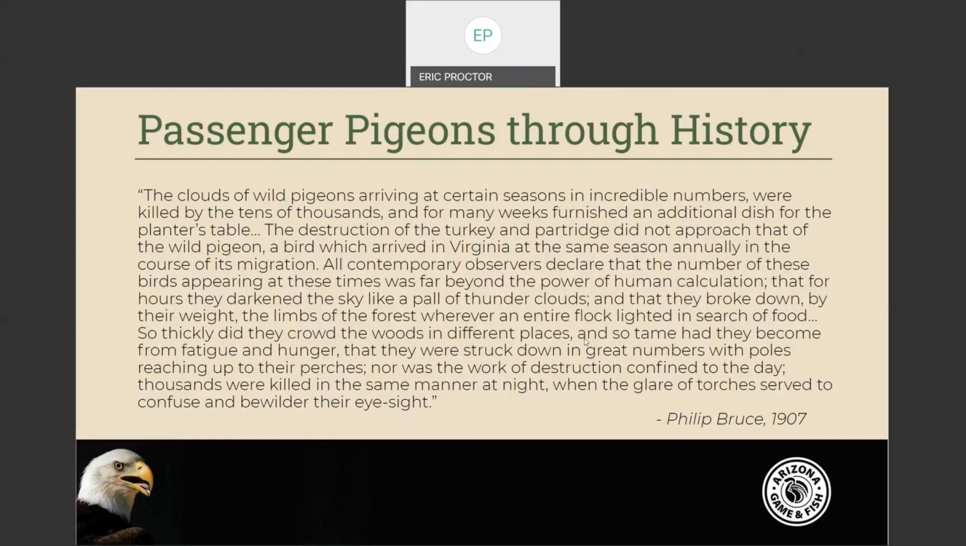This was in 1907. 7 years later, the last known passenger pigeon, named Martha, would die in the Cincinnati Zoo. So in 1914, the last passenger pigeon died, from darkening the skies for hours to being gone forever. That was the unfortunate fate of the passenger pigeon in America.